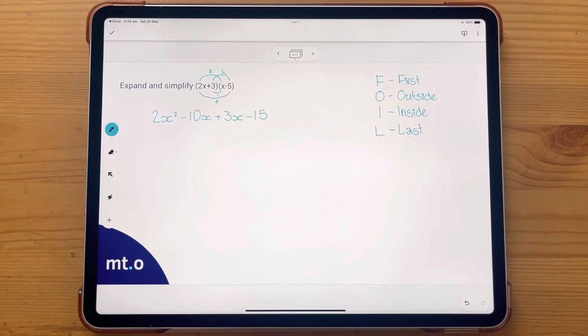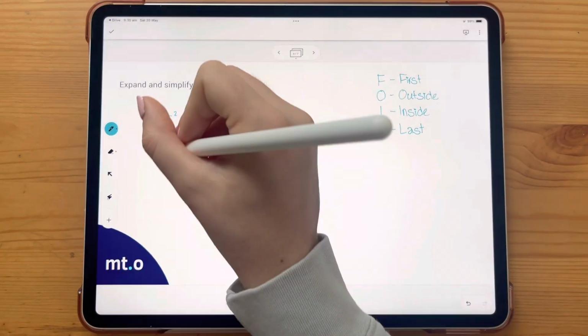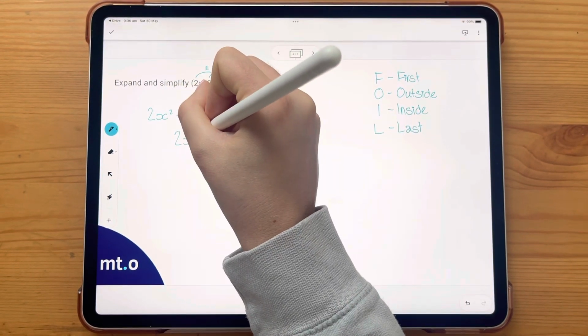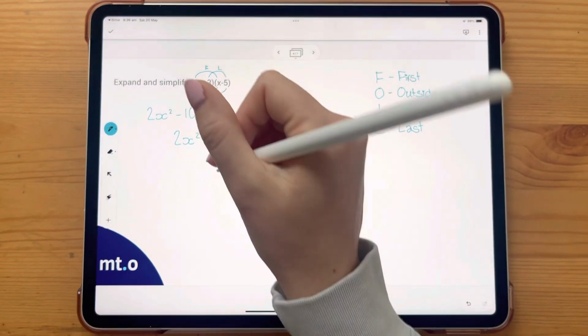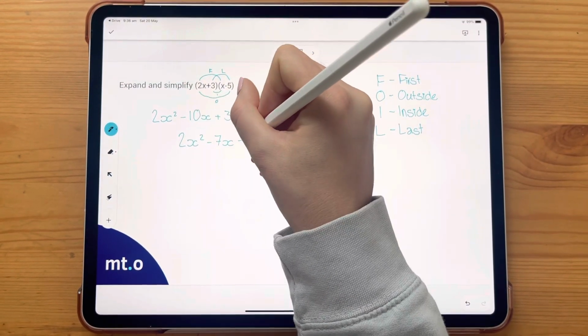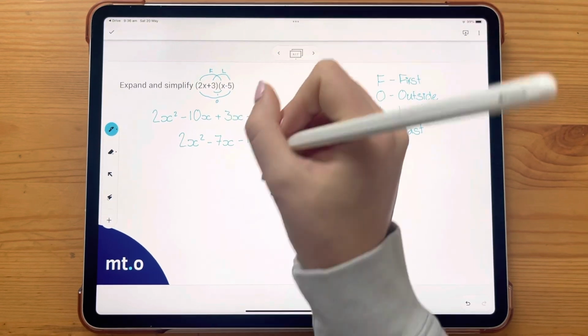Now again, the question asked us to expand and simplify, so what we need to do here is put the x's together. So we're going to be left with 2x squared, and then we've got minus 10x plus 3x. So minus 10 plus 3 is going to give us minus 7x, and then it's going to be the minus 15 on the end there as well.